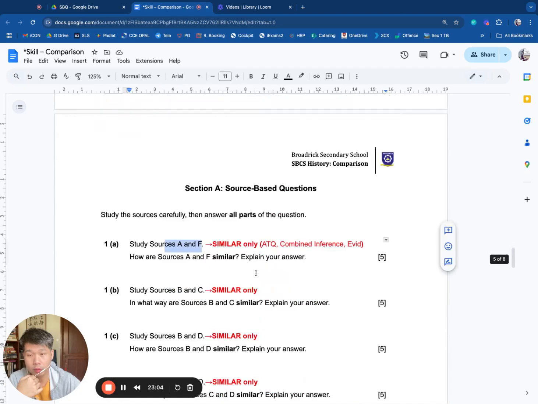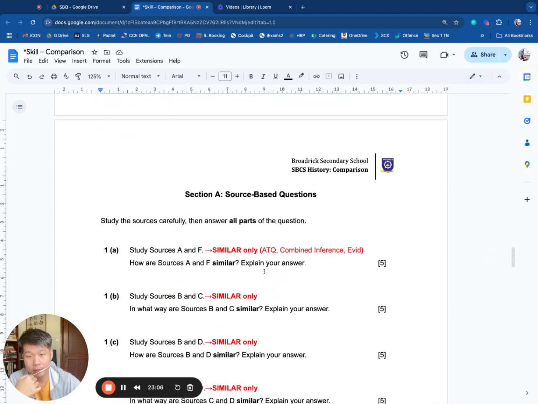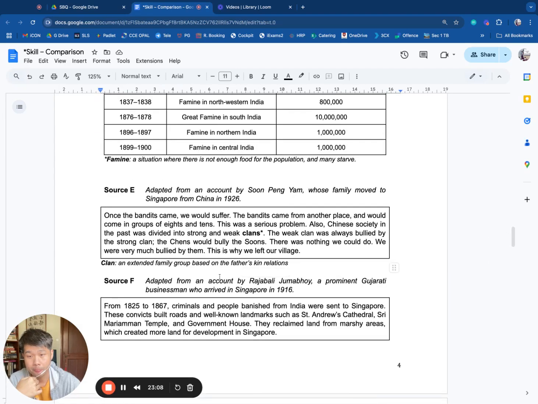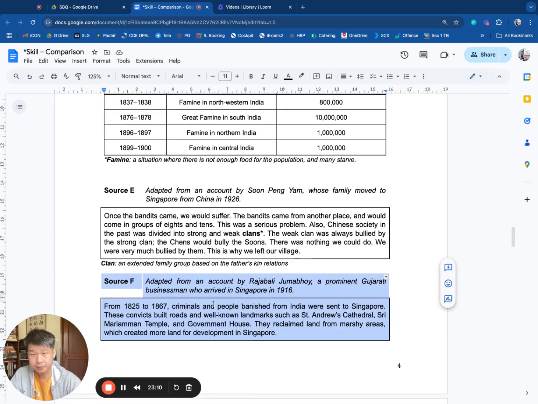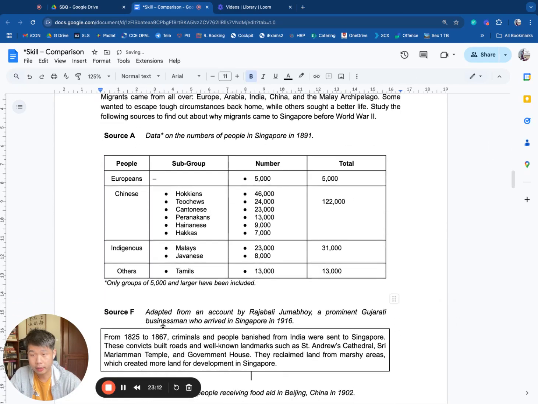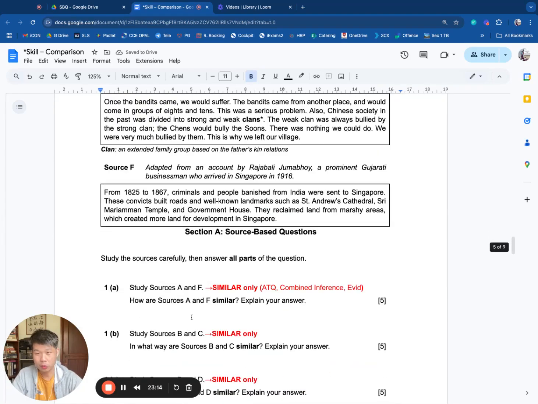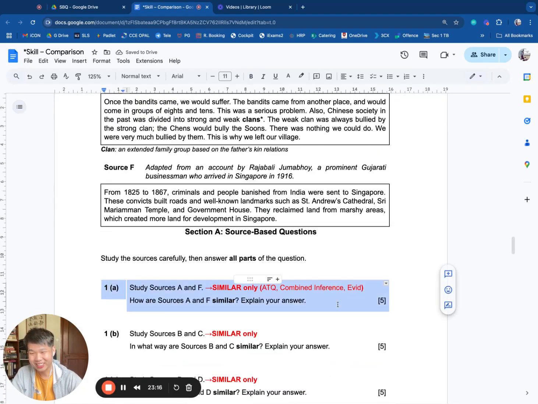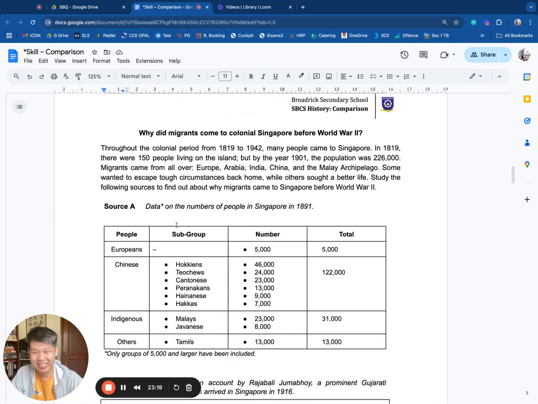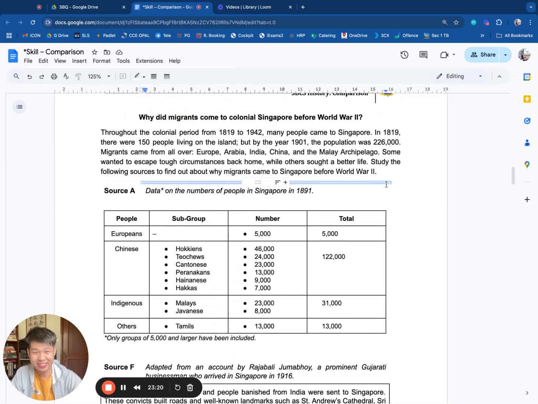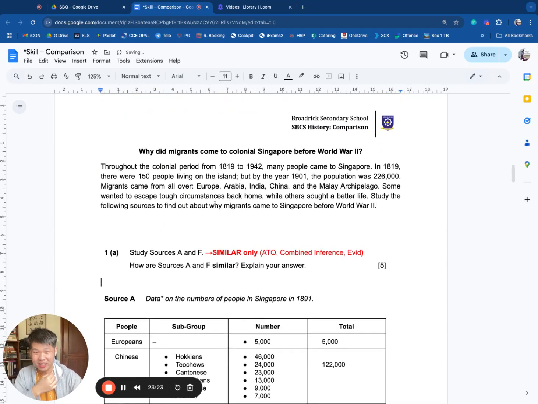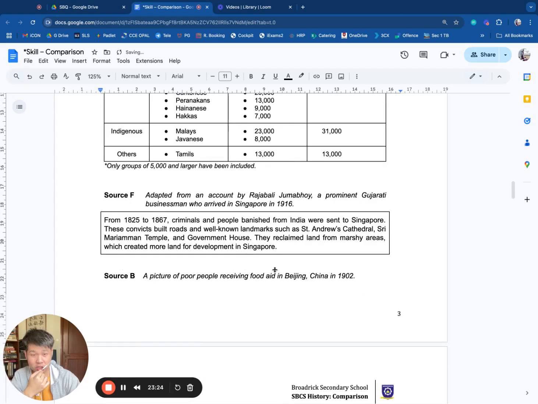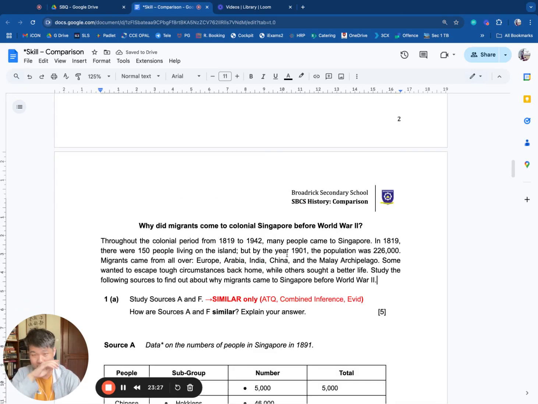Okay. So let's go with source A and F. How are A and F similar? Explain your answer. So let's look at A and F. And I'm just going to do this a bit cold because I haven't looked at this worksheet for a while. How are A and F similar? Maybe as we start here on page 3, come back with me to page 3. Maybe let's just look a bit at the information provided.